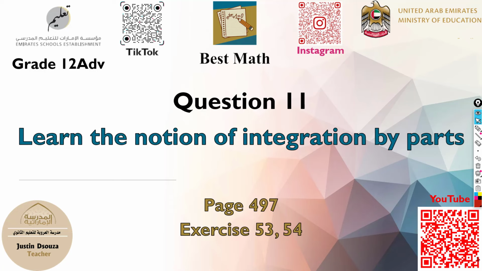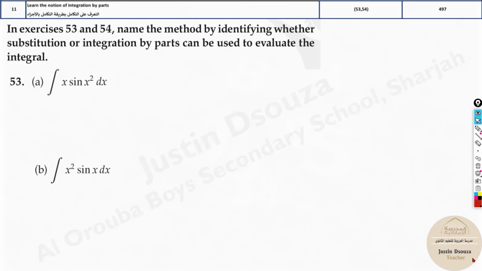Question 11 is related to integration by parts. It's not exactly integration by parts. We have to know which method we can use to solve these problems. See, we do not have a product rule in integration, so we just can't use a product rule to solve them. There are two separate terms multiplied to each other. It is x and sine x is one term, and sine x squared is one more term.